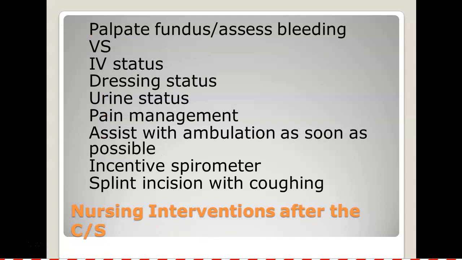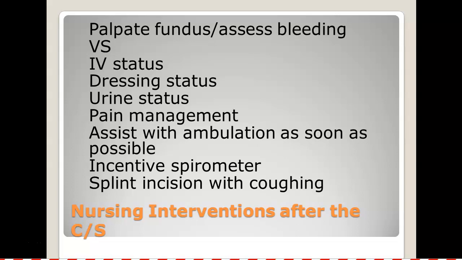Afterwards, we want to make sure that we're palpating that fundus and assessing her bleeding. We're doing frequent vital signs. We're keeping track of her IV status. We're looking at the dressing status if there's not excessive bleeding on the dressing. We want to make sure we're keeping track of her urine status. Not only is she producing urine, but if there's blood in the urine. Blood in the urine obviously can indicate that the bladder may have been nicked or the urinary tract may have been nicked accidentally by the scalpel during the C-section process.